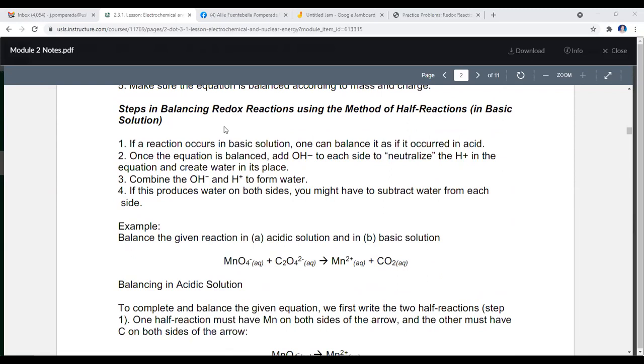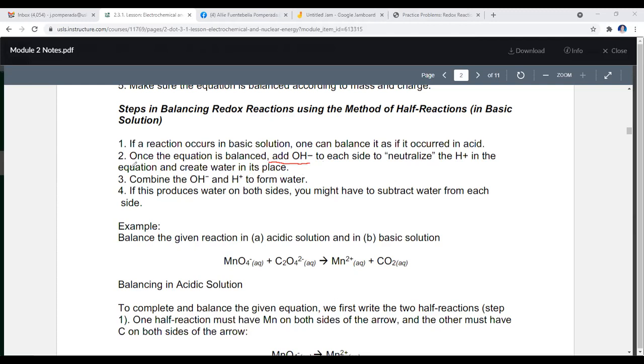Steps in balancing redox reactions using the method of half reactions. Take note in basic solution. So if a reaction occurs in basic solution, one can balance it as if it occurred in acid. So the first thing that you do is balance it using the procedures in acid solution. Once the equation is already balanced, you add. So take note, I'd like to underline this to emphasize. You add hydroxide anion to each side to neutralize the H plus in the equation and create water in its place.